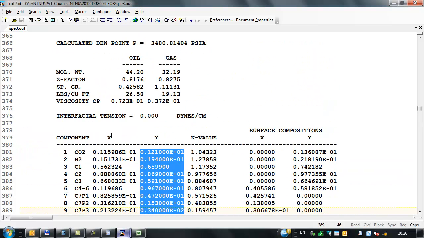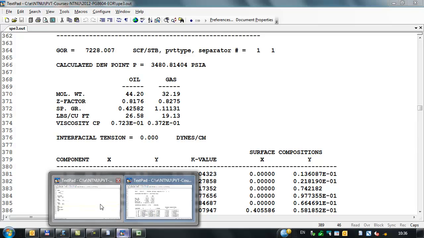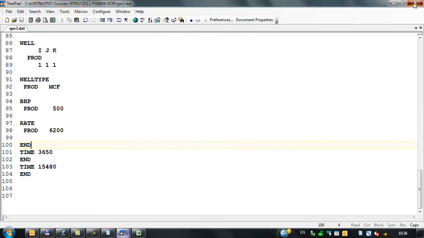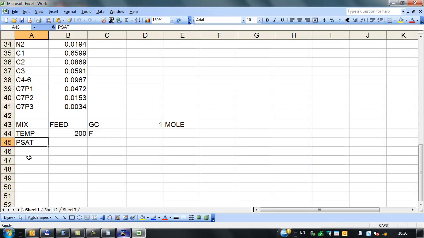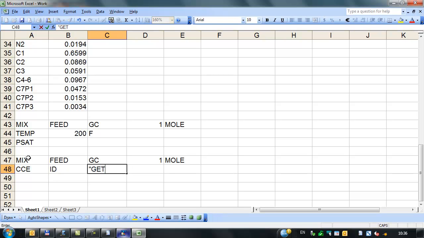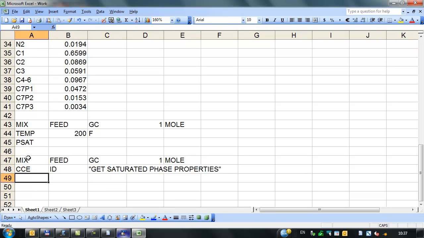And then we need some properties, viscosities. That's not printed automatically. So we'll ask for that here. We'll do another experiment. CC experiment. Give it an ID. Get saturated phase properties. Pressure. Let's see. Stage. Okay, and then we can get, we want liquid density, gas density, liquid viscosity, and gas viscosity. Those are the main properties that we want.